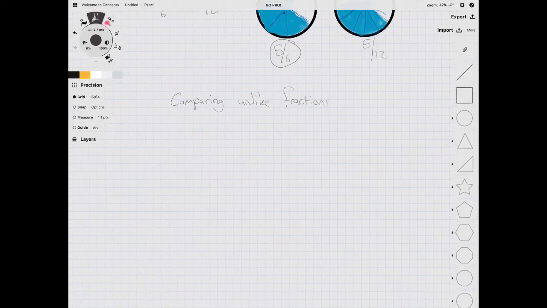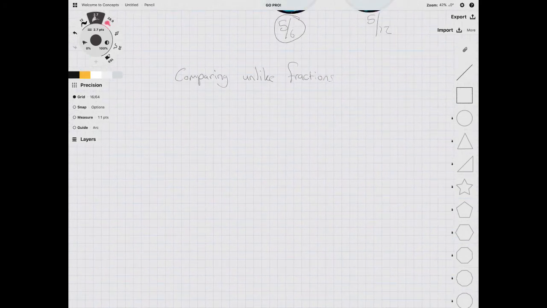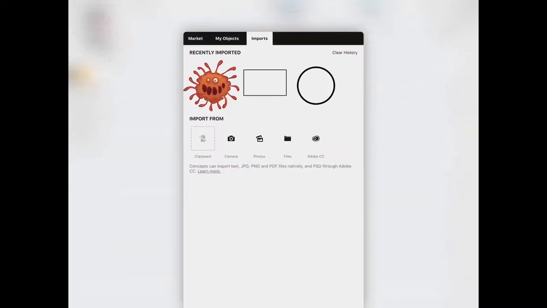Okay, and if we're going to be comparing unlike fractions, we need to start off with an example. Let's talk about 3/4 and 1/2. Now, these unlike fractions are a little bit more difficult because I don't have the same denominators and I don't have the same numerators, so I can't just eyeball it and make a decision based on that.